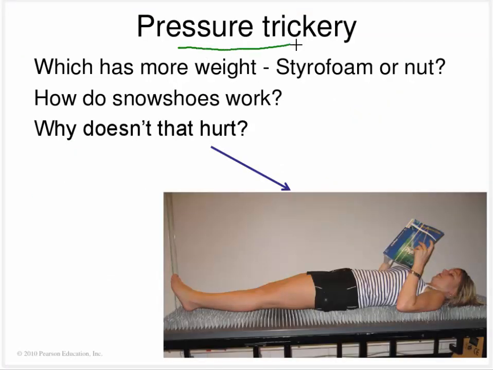Now, pressure can kind of play games with us. If you take something that's relatively large and something that's kind of small, maybe you can hold each one in your hand, and you may feel like this one weighs more, but in reality this one right here is actually the one that weighs more. The difference is that this one spreads the weight out over a fairly large surface area, so it feels like this one weighs more, but in reality this one does.